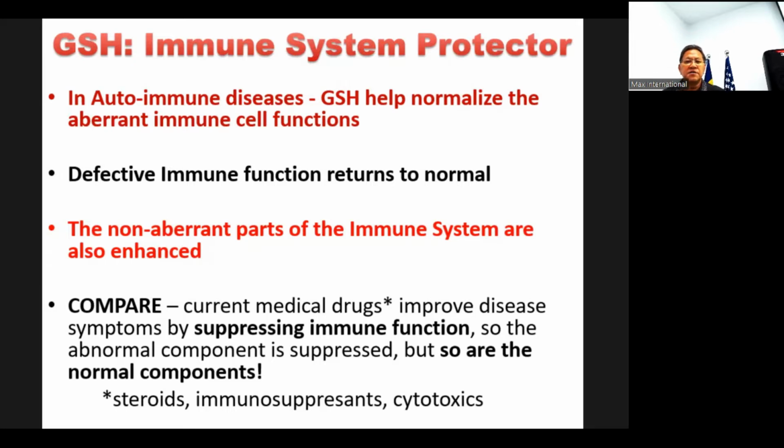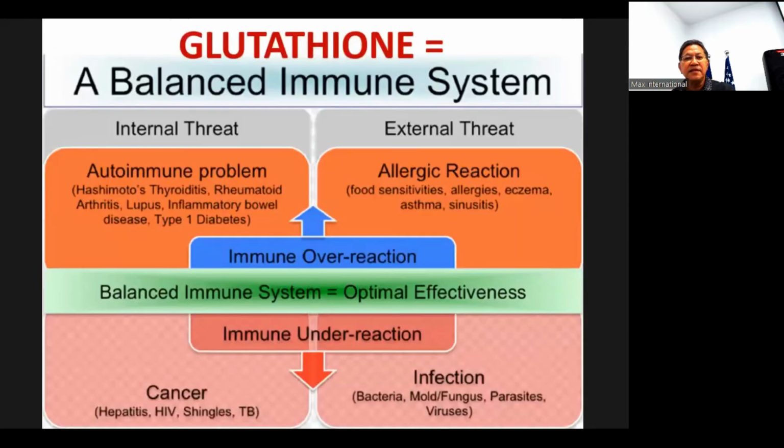But if instead we boost glutathione, we get the correction of the malfunctioning component, right, and improvement of the functioning component, instead of a blanket suppression. So glutathione will lead to a balanced immune system against internal threat, external threat, autoimmunity.